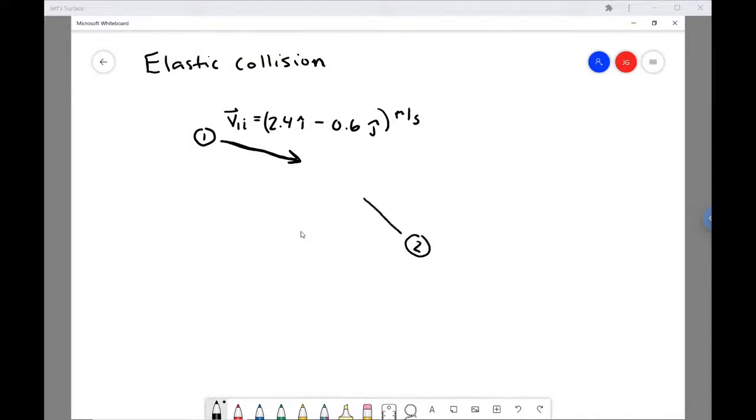And it's on a course, something like that. And its velocity is, for my problem, minus 1.8 i hat plus 2.7 j hat meters per second. So it's traveling up and to the left. Ball 1's traveling down and to the right, and ball 2 is traveling up and to the left.